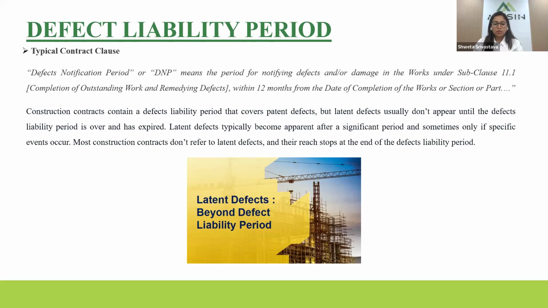So Richard, in this context we would like to understand what happens when a latent defect is found after the DNP period. As in, if a defect becomes apparent after the rectification period, can it still be notified and the contractor can still be asked to return to site and correct it? How do you deal with such claims from a legal perspective?